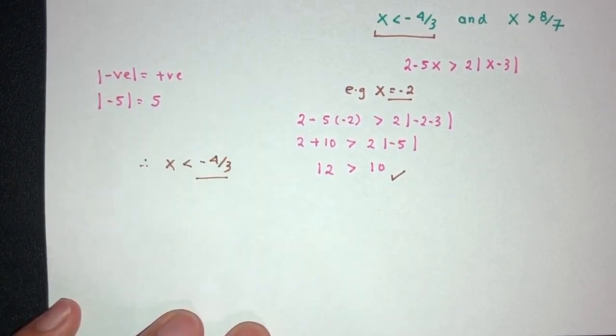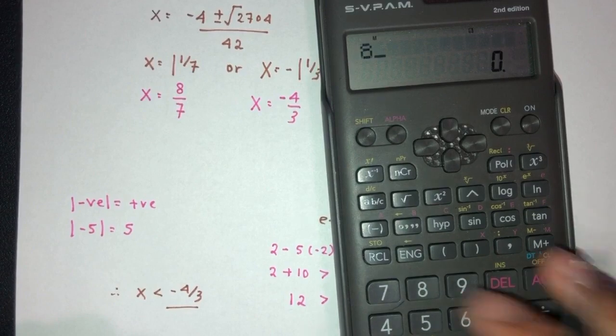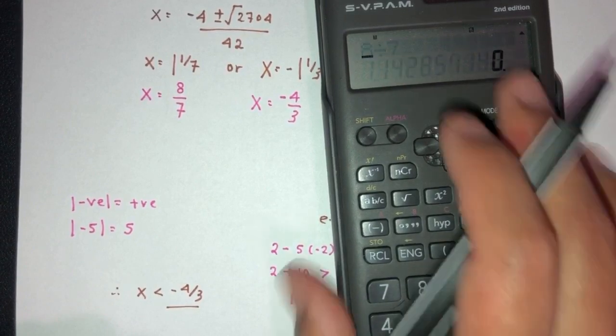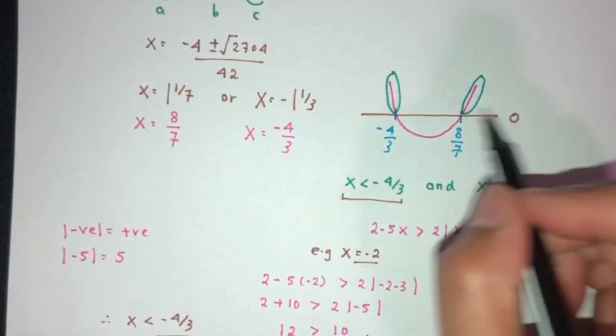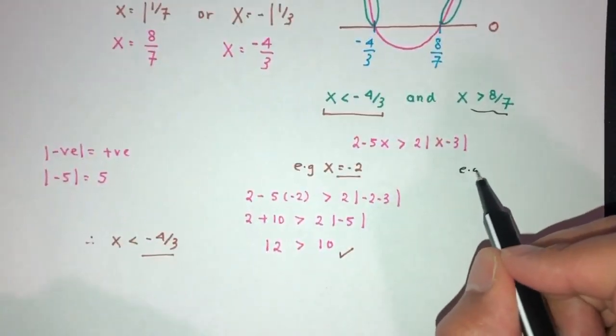Now, let's check for the other one. 8 divided by 7 is 1.1. Let's choose a value which is after this, so we can choose 2. Example, let's choose the value of 2.